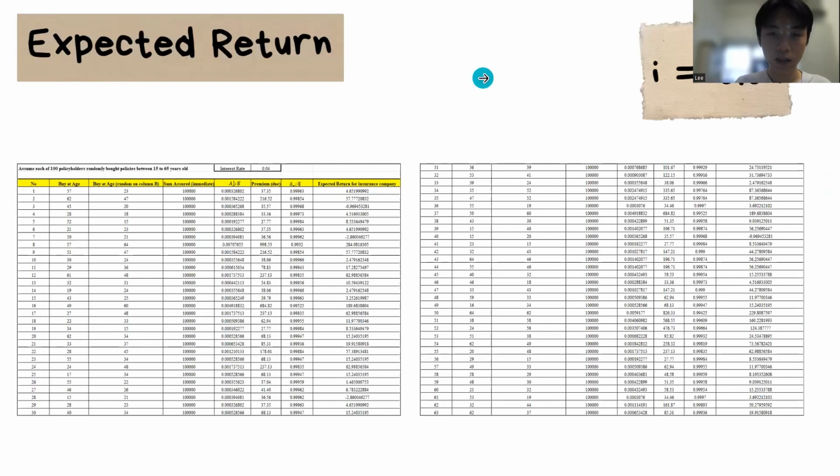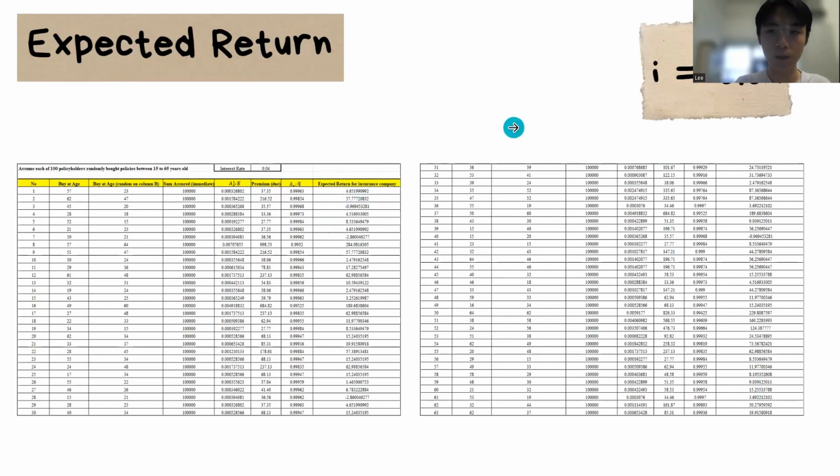So this is the second aim, which is the expected return. We calculate on 3 different scenarios, 4%, 5%, and 6%. For the expected return, we are taking the perspective of the insurance company. So we need to use the premium minus the sum assured, which is the claim by the insured.